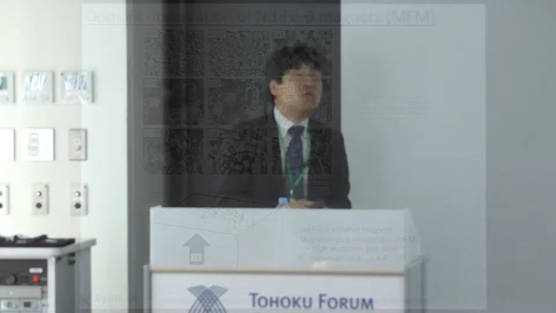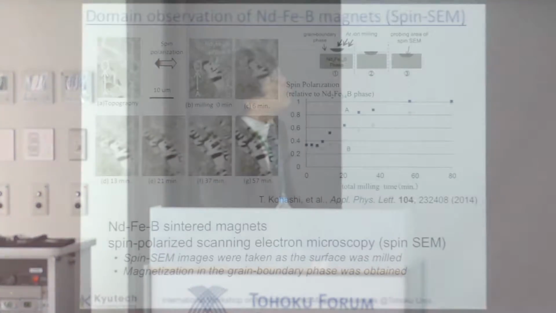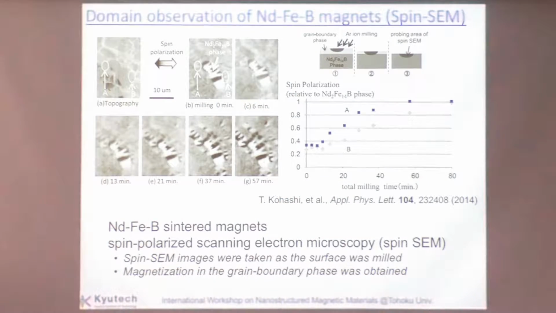So for example, a hot deformed magnet, or an ADTR magnet, has very small grains, about 300 to 500 nanometers. So MFM is a very useful tool to observe small fine-grained magnets. Okay, and this figure shows the domain observation result by using a spin polarized scanning electron microscope.